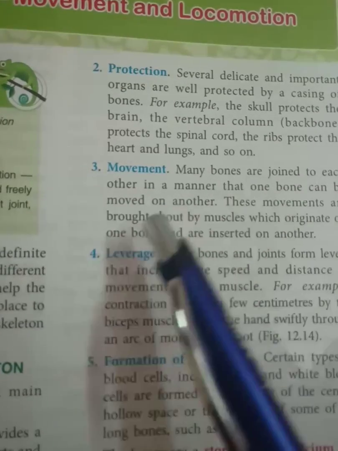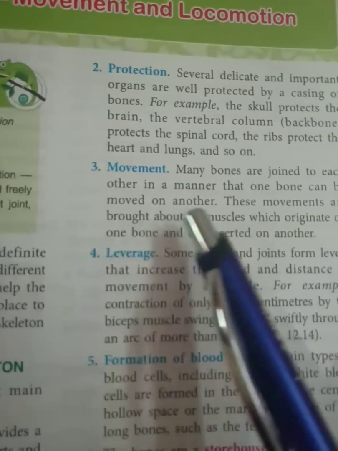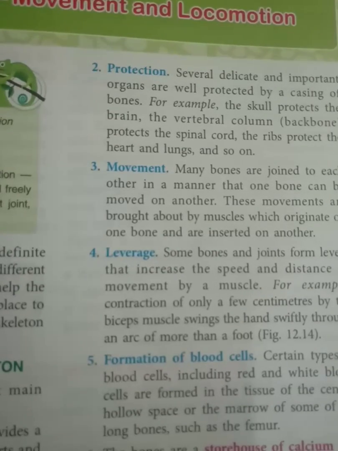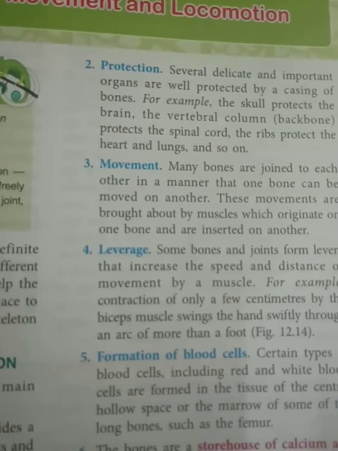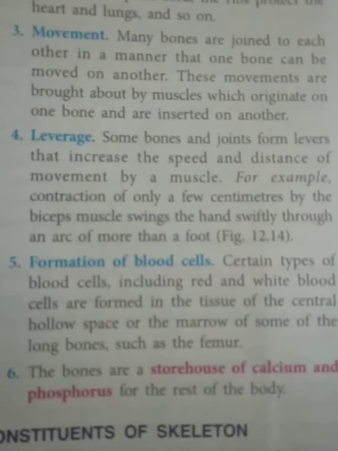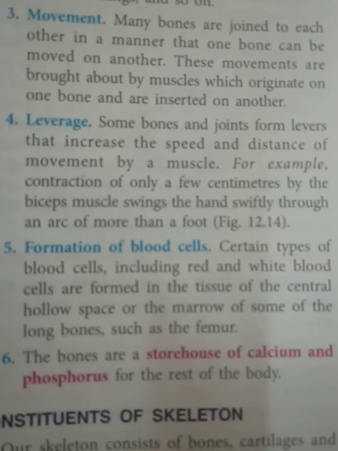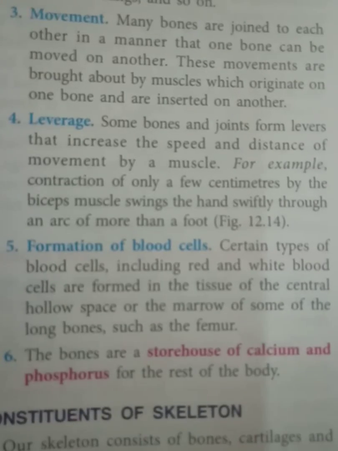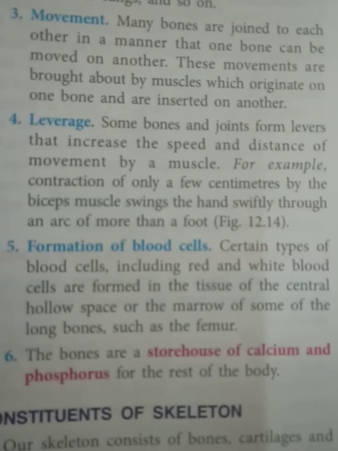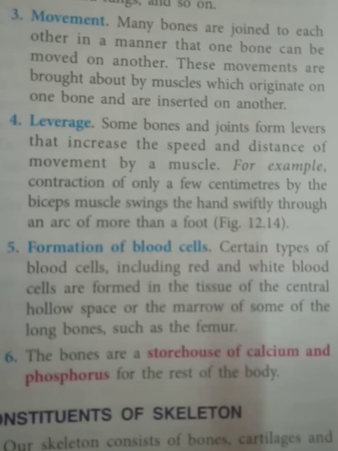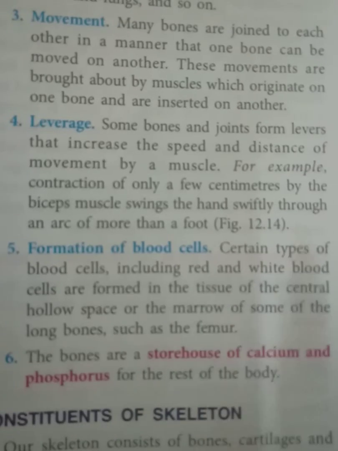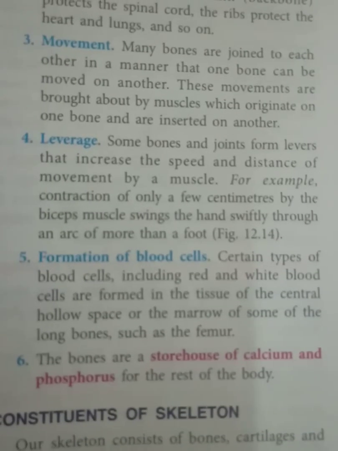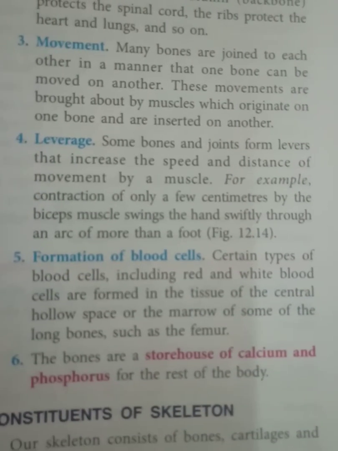Then movement. Many bones are joined to each other in a manner that one bone can be moved on another, and these movements are brought about by muscles which originate on one bone and are inserted on another. Then leverage. Many small bones and joints make levers that increase the speed and distance of movement by a muscle. They act as levers, like we have done in physics. For example, contraction of only a few centimeters by the biceps muscle swings the hand swiftly through an arc of more than a foot.